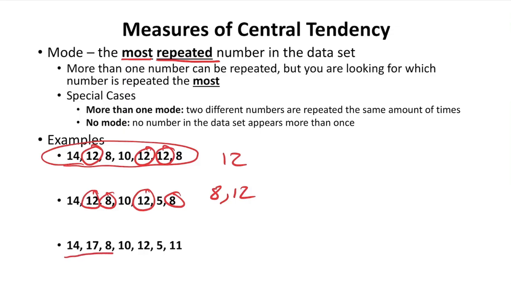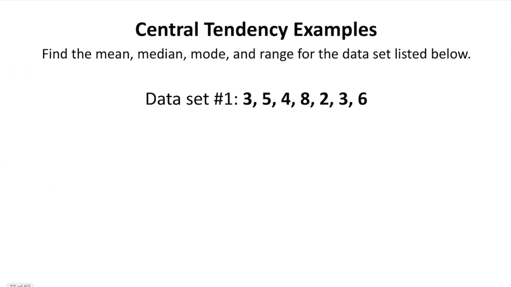How about this one down here? Nothing repeats, so you have no mode. Something has to repeat at least once to have a mode. And you can have a tie, but it's only the ones that have the most. If you have two numbers that have 3 and then two numbers that have 2, it's only the ones that have 3. It's only the ones that repeat the most.